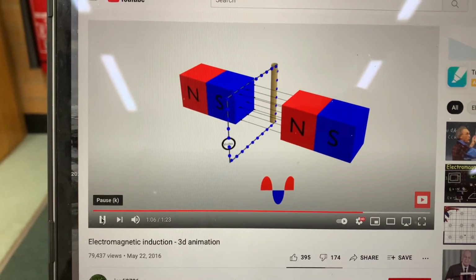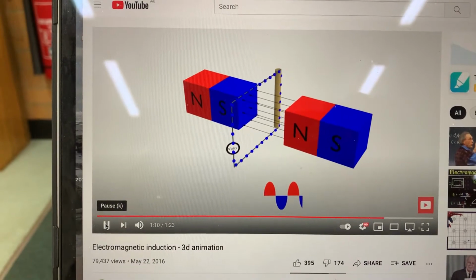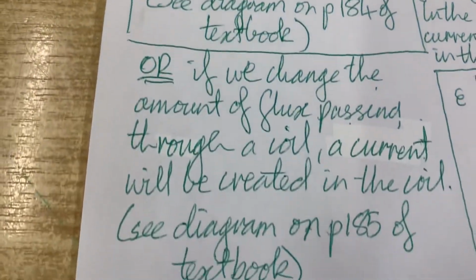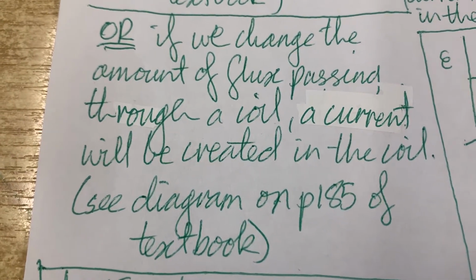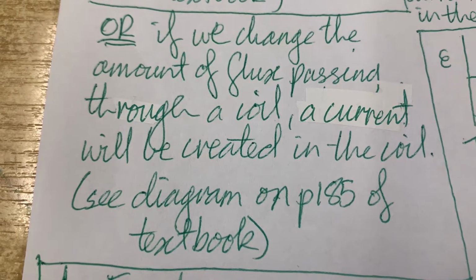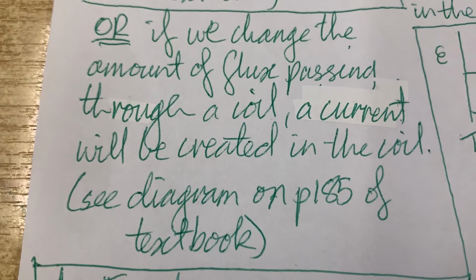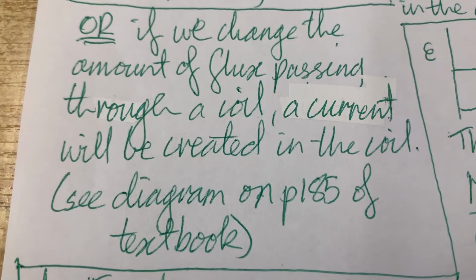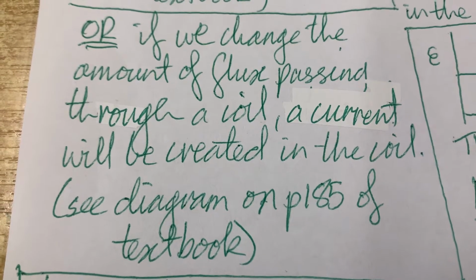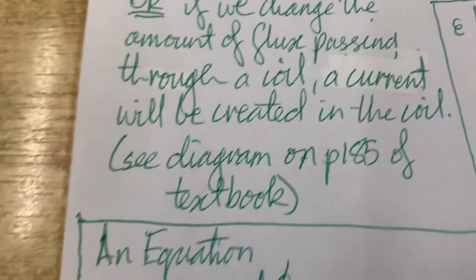So it's as simple as a wire moving through a magnetic field to create a flow of current. And that's what Faraday found. Another way of saying that is if we change the amount of flux passing through a coil. So we talk about magnetic field strength as being the flux, and if that changes going through a coil, a current will be created in the coil, and we'll have a look and see how that is generated in a minute. So it can be a straight wire or it can be a coil.